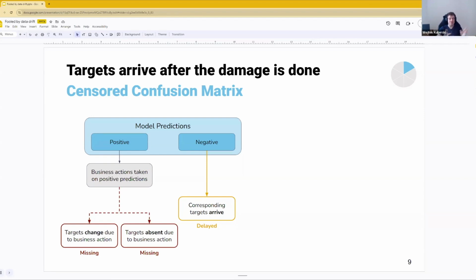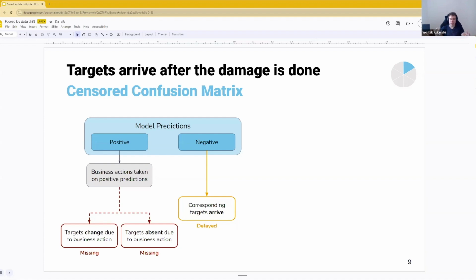And if we, let's say, maintain the machine and the machine didn't break, that means that the targets potentially changed due to the business action, because we will never know whether that machine would have broken if we had not maintained it. And obviously, it's not something we can just say, okay, let's not maintain the machine and still get the targets, because that would defeat the whole purpose of predictive maintenance.